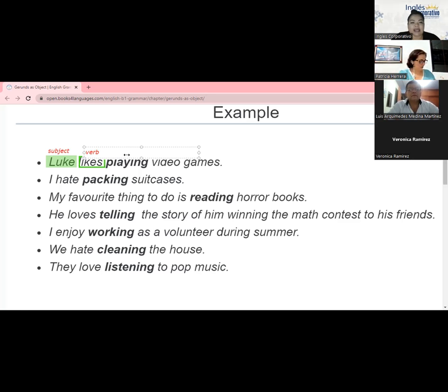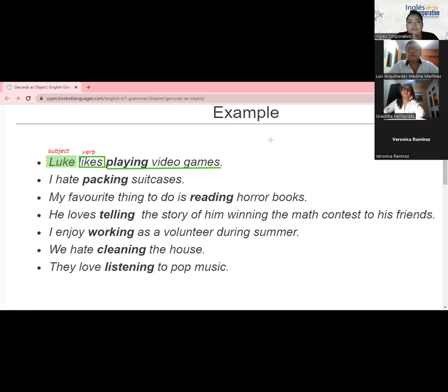Very good. Now, Gracina, tell me what is the complement of the sentence? Video games. Kind of. Close. The complement of the sentence is everything. Playing video games. Within the complement, remember, this is the complement. The gerund is part of the complement. What's the gerund, Gracina? Playing. It is playing. Exactly. Playing is the gerund.